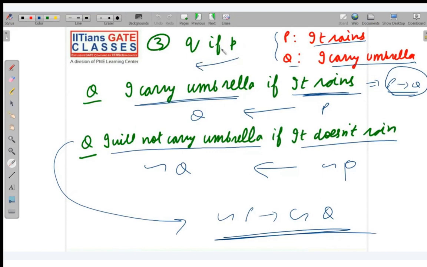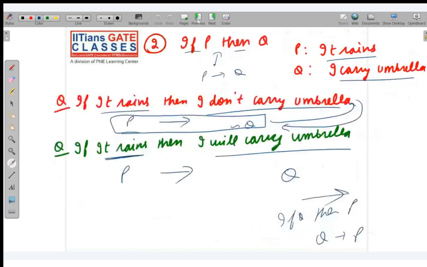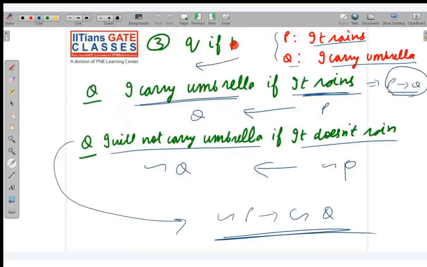Now there is a way to remember this. After if we have P. The same is the case here: if P then Q. So after if we have P, so direction is from P to Q. So same is the scenario here. If then P, so from P to Q the direction will be like this.